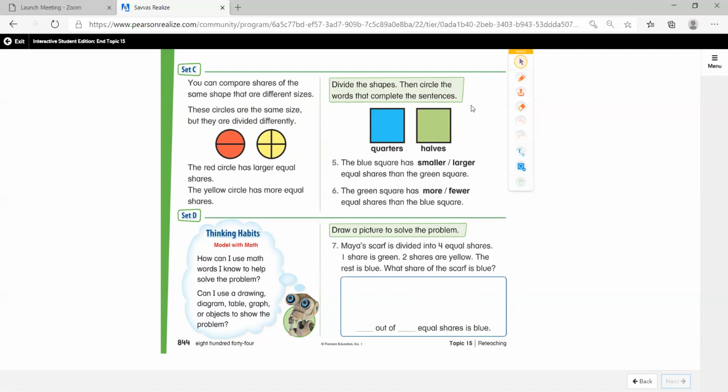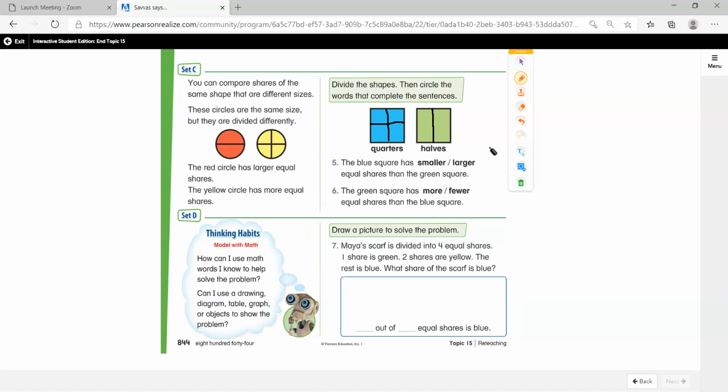Let's take a look at our squares. It says divide the shape and circle the words that complete the sentences. So under the blue square, I see the word quarters. Remember, quarters is another word for fourths. So I'm going to cut this shape into 4 pieces. Under the green square, it says halves. So I'm going to cut my shape into 2 pieces. Halves means 2.